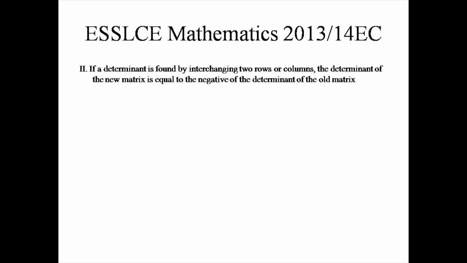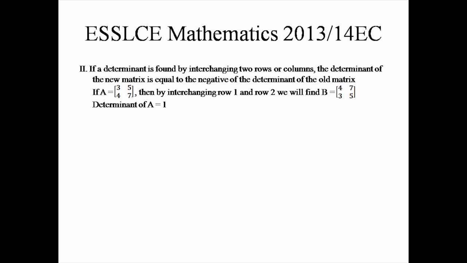Second, if a determinant is found by interchanging two rows or columns, the determinant of the new matrix is equal to the negative of the determinant of the old matrix. If A is a 2 by 2 matrix having elements of first row 3, 5 and second row 4, 7, then by interchanging row 1 and row 2, we will find a matrix B, which is a 2 by 2 matrix having first row elements 4, 7 and elements of second row 3, 5.